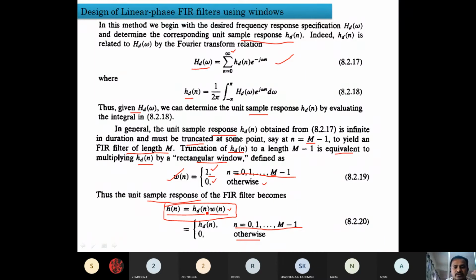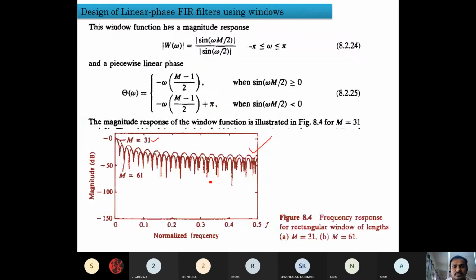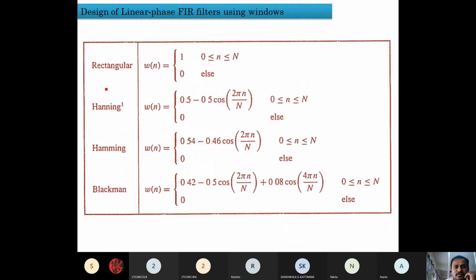So for the rectangular window, the window function W of n is nothing but 1 for the duration 0 to N, the length of the filter. Otherwise, it is 0. Similarly, for the Hanning window, for the given length, the value of the window function is 0.5 minus 0.5 cos of 2 pi n by capital N.